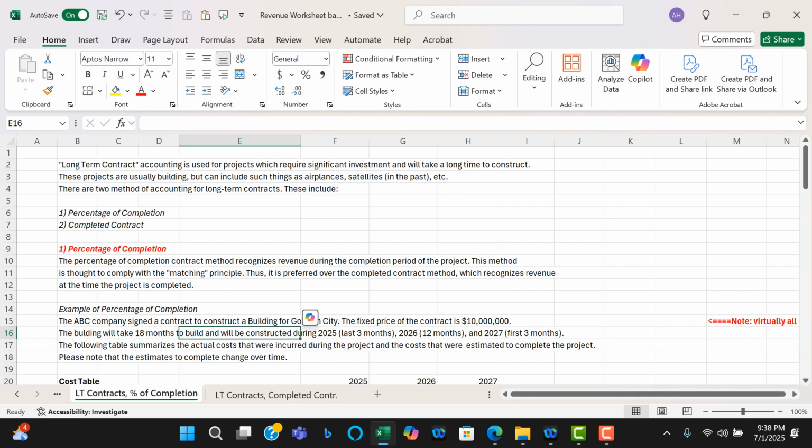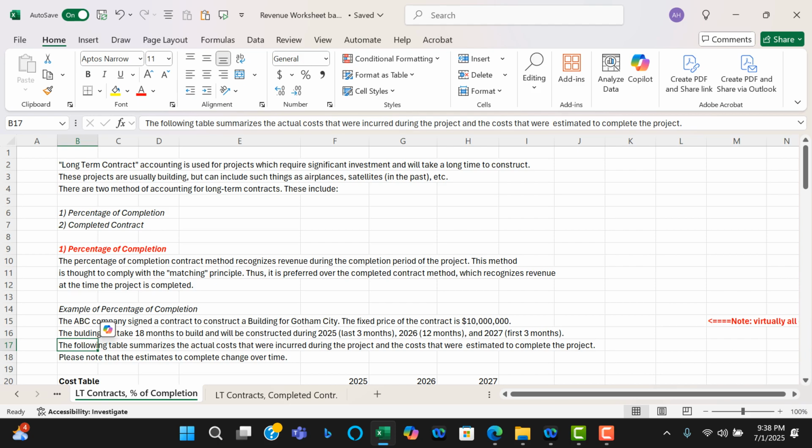The building will take 18 months to build and will be constructed during the last 3 months of 2025, the entire year of 2026, and the first 3 months of 2027. In the following table, and we will always be given the data in these tables, there is no choice. You need to have the cost data and some data on revenue and fixed price and all that.